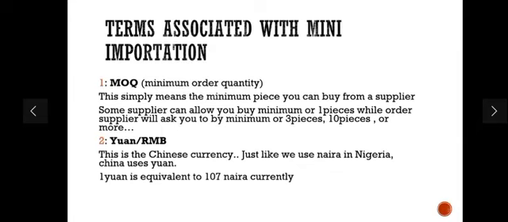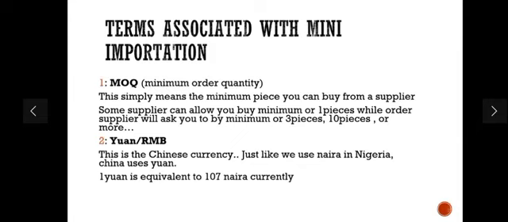So now, terms associated with mini importation. Number one is MOQ. What is MOQ? MOQ simply means minimum order quantity. This means the minimum pieces you can buy from a supplier. Some suppliers can allow you to buy a minimum of one piece, while other suppliers will ask you to buy a minimum of 3 pieces, 10 pieces or more.